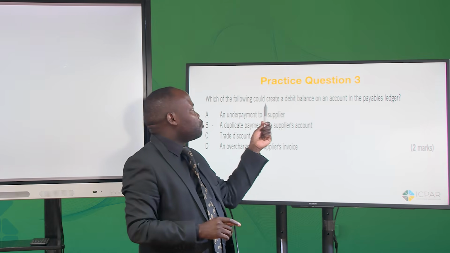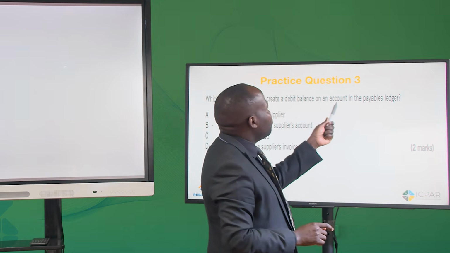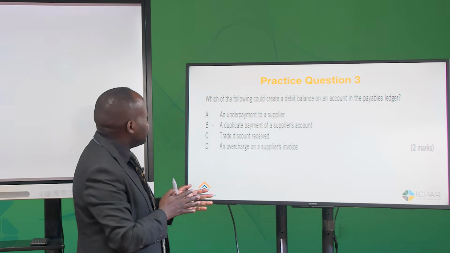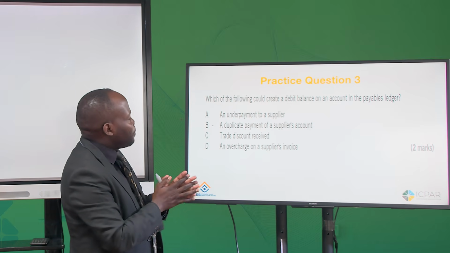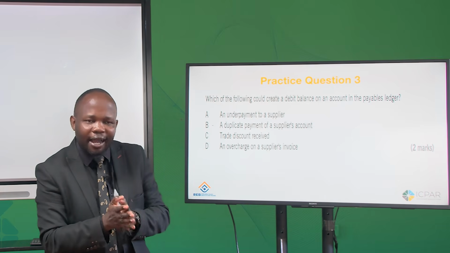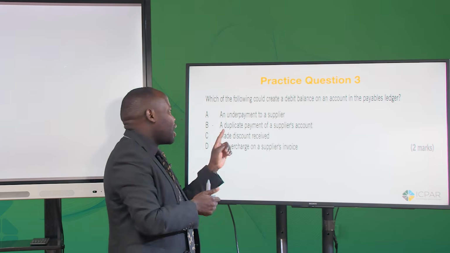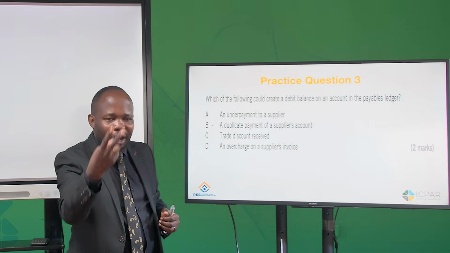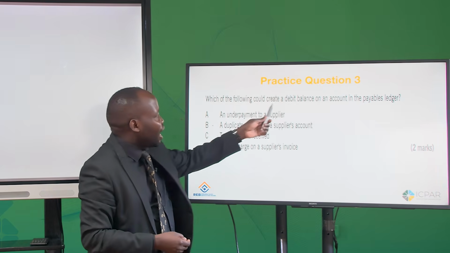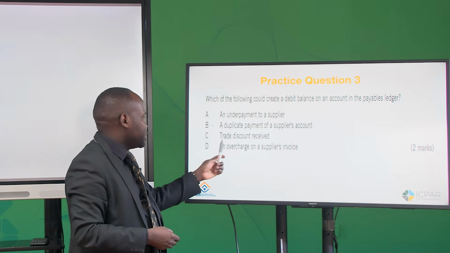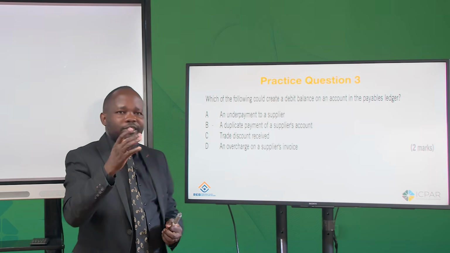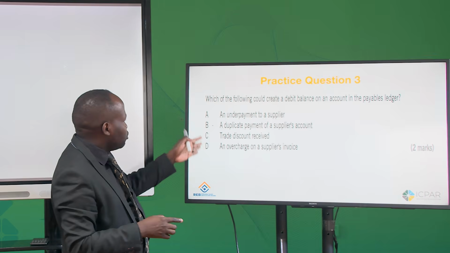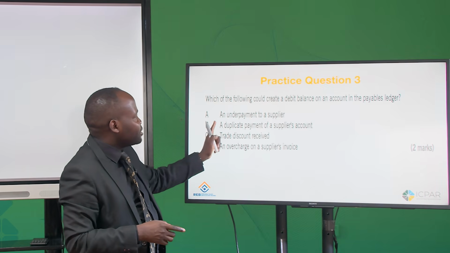The next question, question number 3. Which of the following could create a debit balance on an account of a payable? Which will create a debit balance? A payment to a supplier, that will still be a credit balance. And number 2, a duplicate payment to a supplier. Yes, when you pay a supplier twice, it will cause a debit balance. So the answer is B. C, trade discounts, this will still be a credit. And an overcharge on a supplier's invoice will not be reflected in this. So the answer is duplicate.